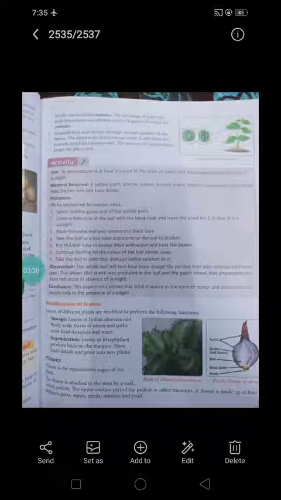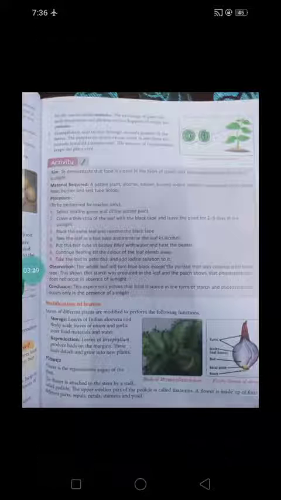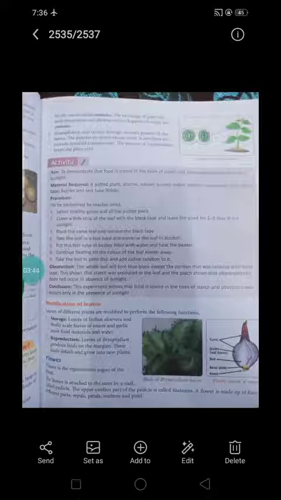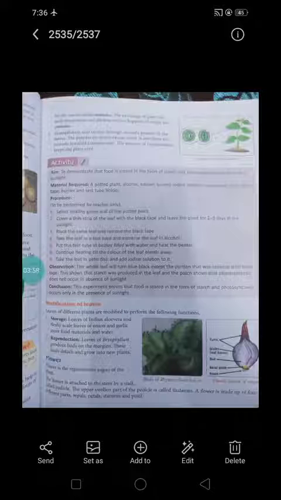Now, the modification of leaf. Leaves of different plants are modified to perform the following functions. Some leaves are modified for storage. They perform the function of storage of food. Leaves of Indian aloe vera and the fleshy scale leaves of onion and garlic store food material and water. Leaves also perform the function of reproduction. Leaves of Bryophyllum produce buds on the margin, and these buds detach and grow into new plants.